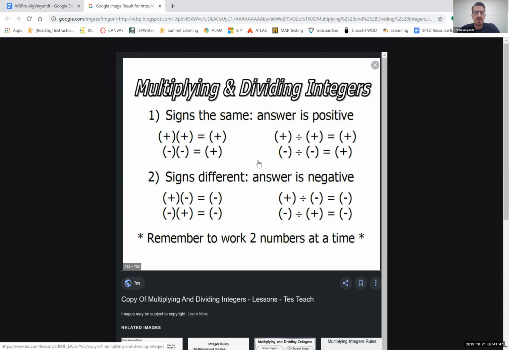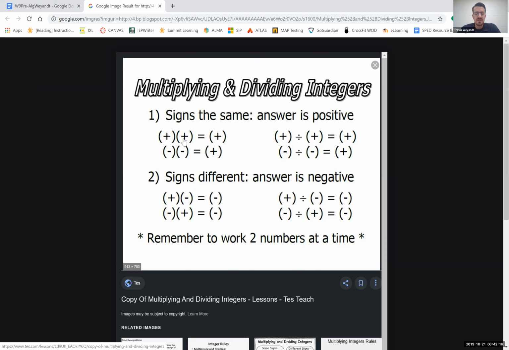With both of these, we say if the signs are the same, the answer is always positive. Even if it's two positive numbers or two negative numbers, if the signs are the same, the answer is going to be positive no matter what. If they're different, the answer is always negative. And these rules never change, with division or multiplication. They are always the same.